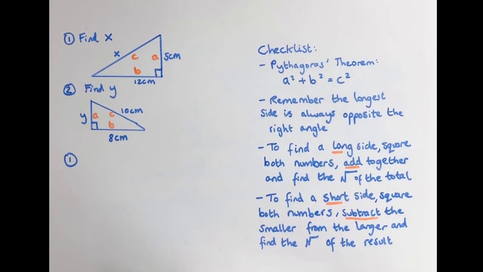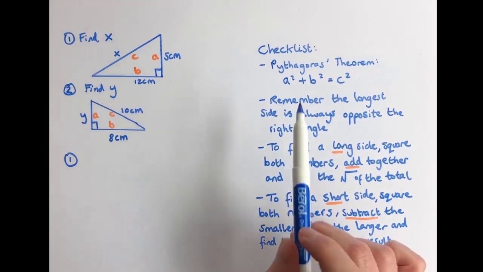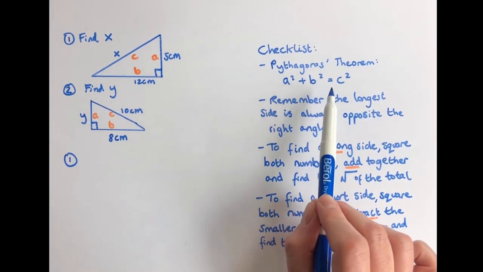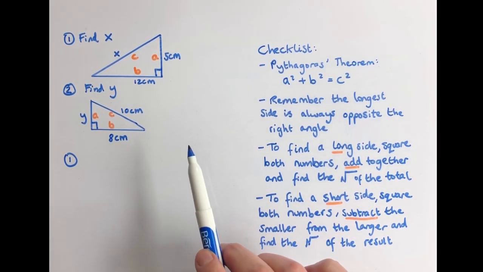In this lesson, we're going to look at Pythagoras' theorem. Pythagoras was an ancient Greek philosopher and mathematician, and he found that if you want to find the length of a side of a right-angled triangle, you can use a squared plus b squared equals c squared to help you.